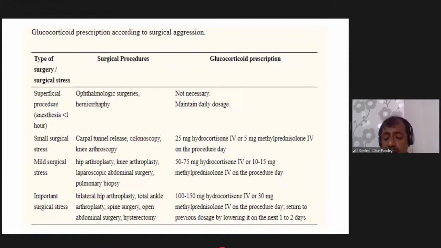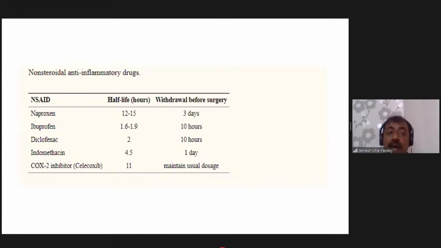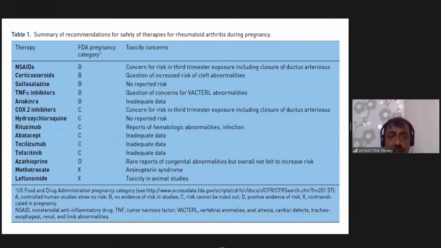So we need to understand chronic use of steroid. No need of stopping it, but bring it down to the lowest possible limit where adrenal insufficiency is not precipitated. You also need to know certain anti-inflammatory drugs that you take in diseases like ankylosing spondylitis. You need to stop certain drugs in a time frame. Naproxen, you need to stop 3 days prior, otherwise you will have more bleeding chances. For ibuprofen and diclofenac, you require around 10 hours. And if the patient has been on a COX inhibitor, you need to maintain the usual dose even on the day of surgery. So these are a few things that we need to take into consideration.